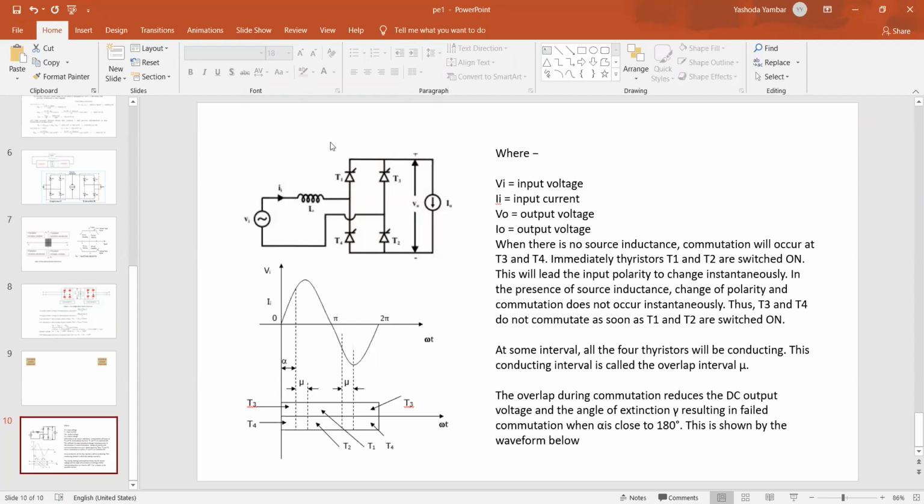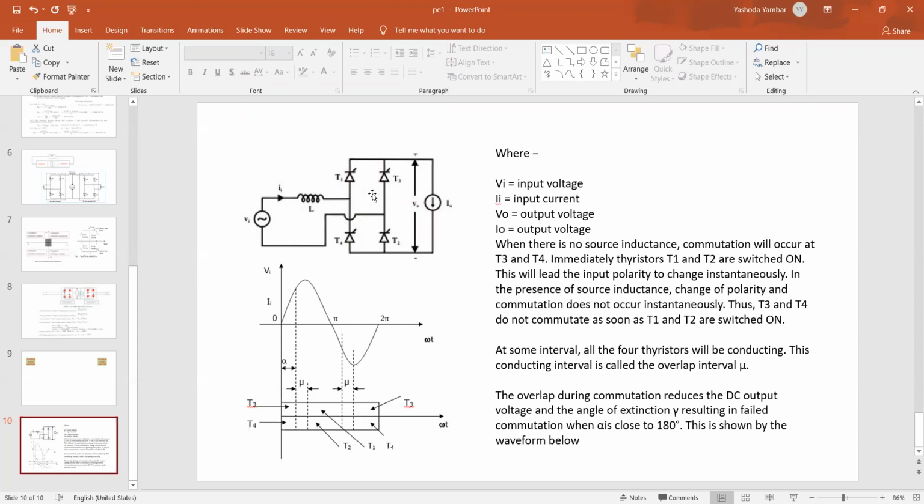So, effect of source inductance on the full control converter. What does the topic actually mean? In the ideal condition, the inductance value is neglected, and in all the derivations we got, 2 Vm by pi cos alpha, everything we have calculated. But in the practical condition, the source contains its internal resistance and inductance. If internal resistance and inductance are taken into consideration, then the output voltage will be less. So what is its effect? What will happen?